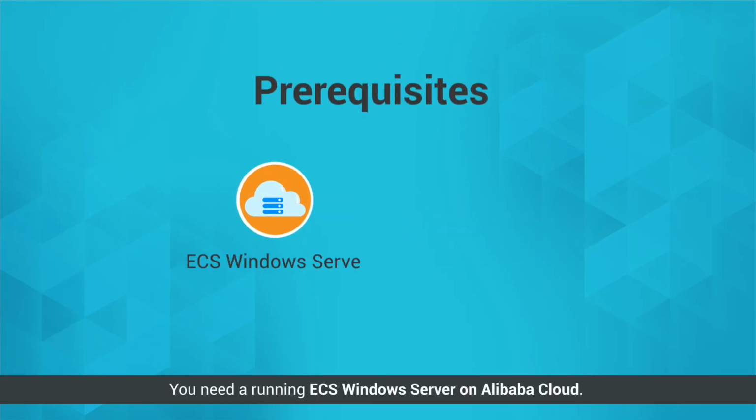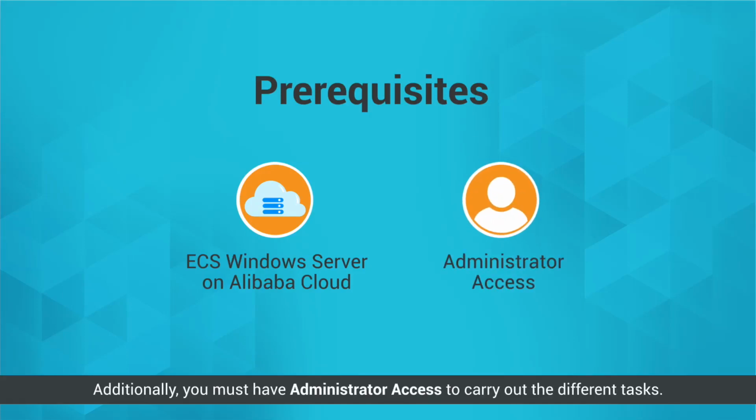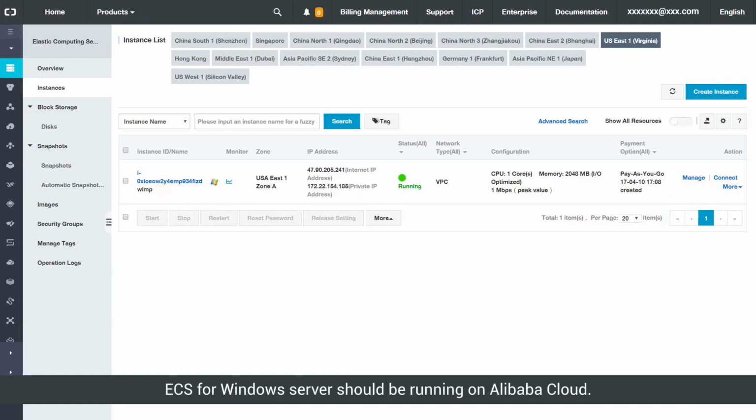You need a running ECS Windows server on Alibaba Cloud. Additionally, you must have administrator access to carry out the different tasks. ECS for Windows Server should be running on Alibaba Cloud. It can be seen on the Alibaba Cloud Management Console as shown.